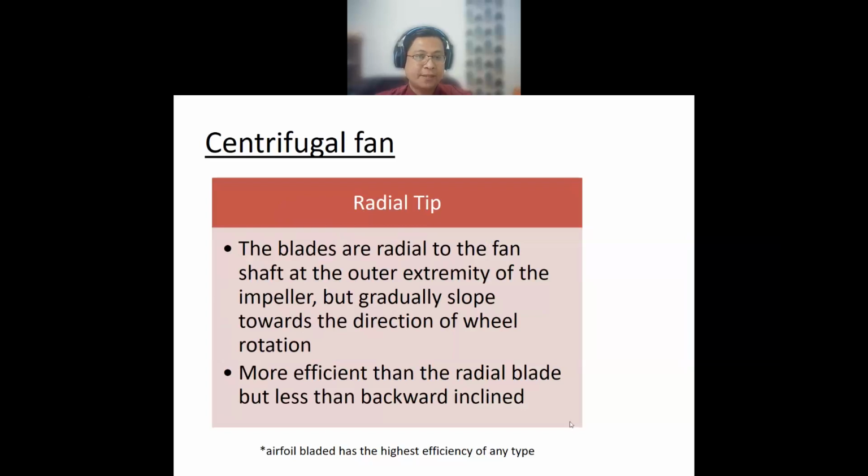Okay, radial tip. The blades are radial to the fan shaft at the outer extremity of the impeller, but gradually slope towards the direction of wheel rotation. More efficient than the radial blade, but less than a backward incline. So, same thing as the previous one. But the point is how to select based on the application.